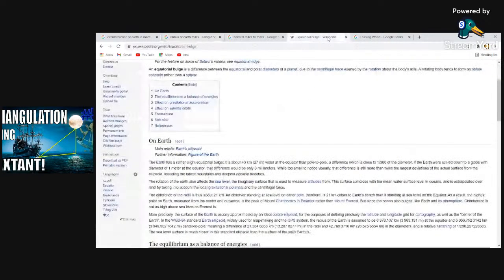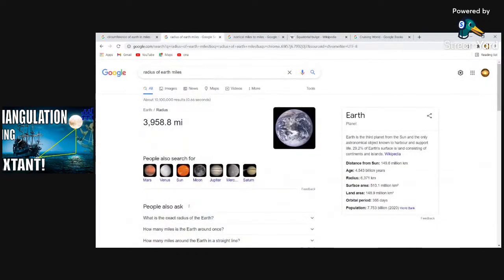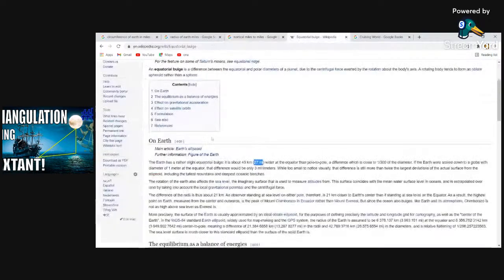Maybe it's because of the equatorial bulge, do you think? 27 miles wider at the equator? Now this throws a bit of a spanner into the works, doesn't it? If you've got one radius of Earth being 3959 miles, what happens at the equator when you're 27 miles wider? So are you telling me, globe believers, that you can derive a radius value when you don't have one single radius value on your globe? It's an oblate spheroid, 27 miles wider at the equator than the poles.